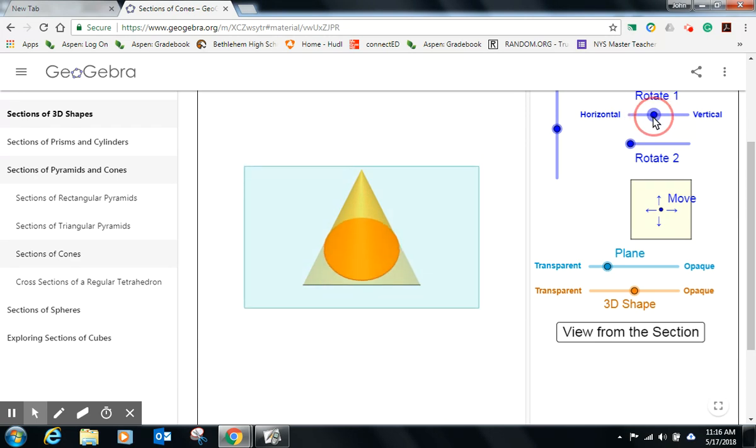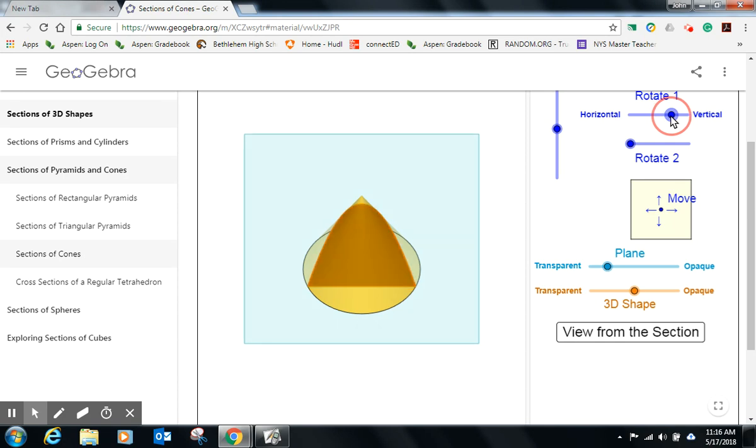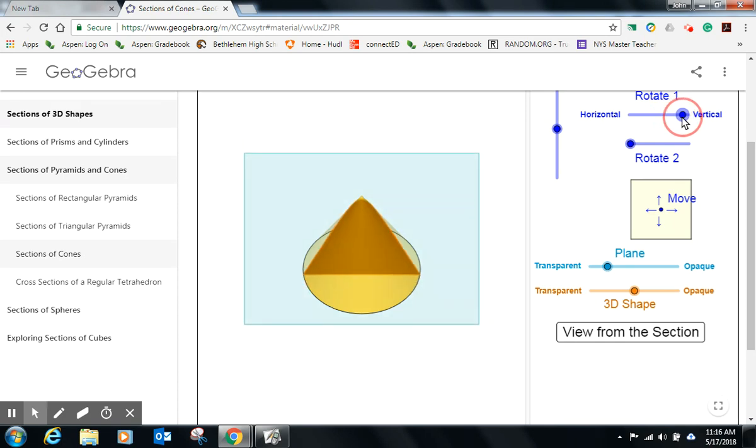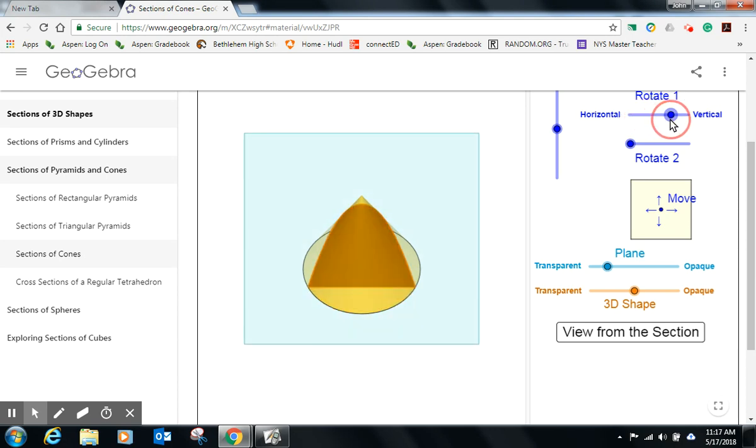Let's see. Can I get other different shapes? If I go in between horizontal and vertical, a diagonal cut, maybe. I got a little circle. Whoa! Look at that. The closer I get to a vertical cut, the more it'll look like this shape right here.